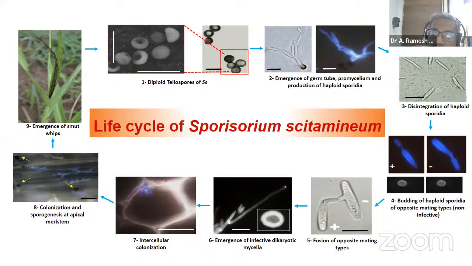The opposite mating types do fuse, and this results in the emergence of the infective dikaryotic mycelium. In fact, this is the infective entity of the smut pathogen, not like the haploid sporidia, which is a non-pathogenic entity of the pathogen. And then this leads to intracellular colonization, and it totally ramifies the sugarcane meristem, and then you could see the emergence of a smut whip.